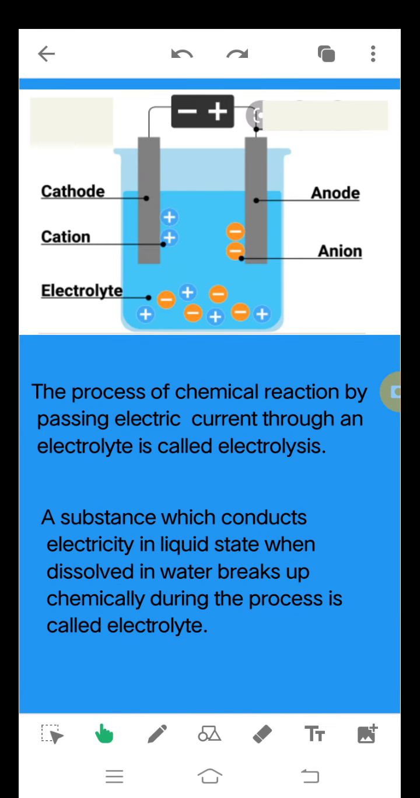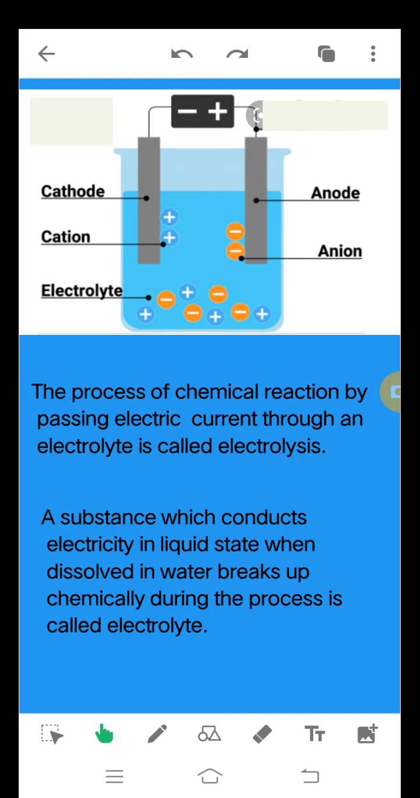Here, as you can see, there is an electrolyte in the beaker, then two metal rods connected to a source of electricity, where one electrode is connected to the negative terminal, so therefore it is called cathode. Other metal rod is connected to positive terminal, hence called anode. Now what will happen when electric current is allowed to pass through this metal rod?